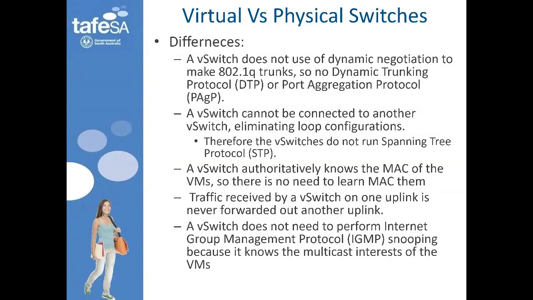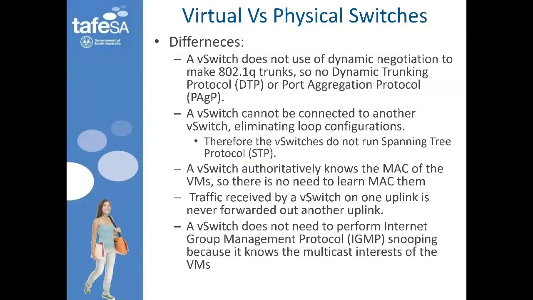A vSwitch authoritatively knows, so that means it definitely knows, the MAC address of the virtual machines, because it's all part of the same system, isn't it? They don't need to learn it. You know how a normal switch learns the MAC addresses when you turn it on and stuff like that? You don't need to, because it's already there.